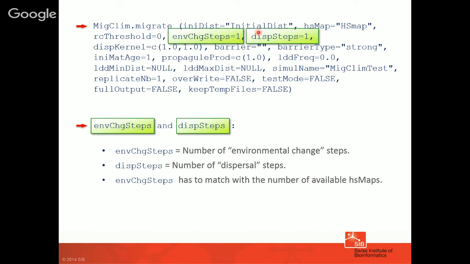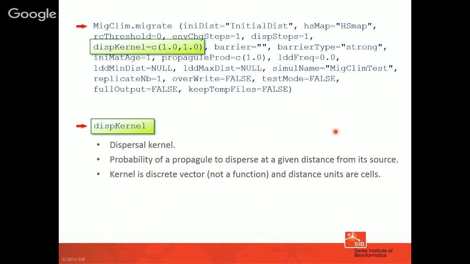Then you have the environmental steps and the dispersal steps. We already discussed this quite in detail. What is important is that your number of environmental change steps has to match the number of habitat suitability maps that you have on disk. Then you give the dispersal kernel. So basically, you give the probability between 0 and 1 for each distance class. So here it would be a kernel for a species that can disperse up to a distance of 2 pixels.